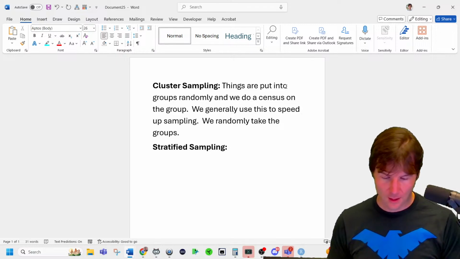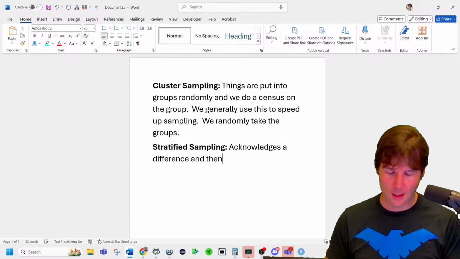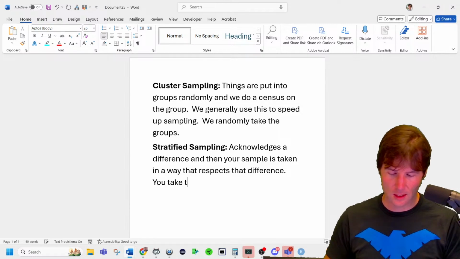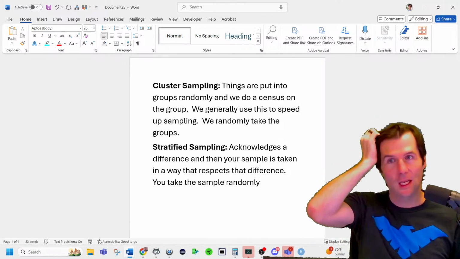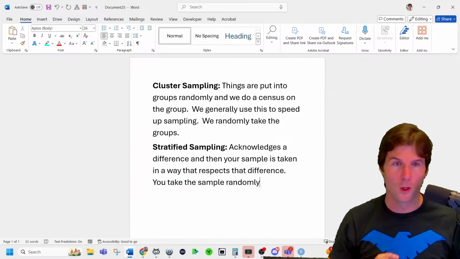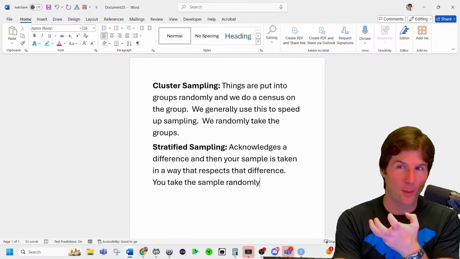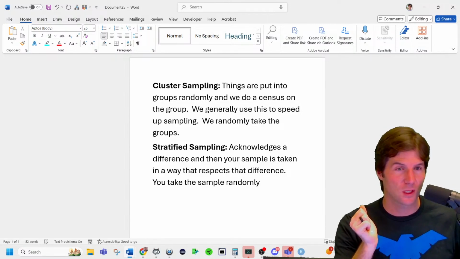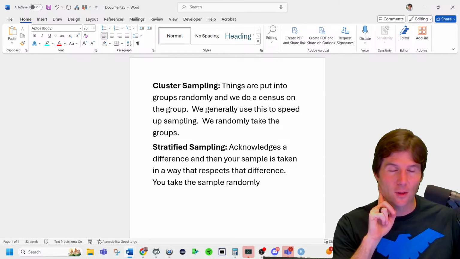So stratified acknowledges a difference, and then your sample is taken in a way that respects that difference. You take the sample randomly. So that is what stratification is right there. Stratification allows us to acknowledge a difference and then take the samples in accordance to the way the population looks. So if the population has some sort of characteristics, it's going to help us not undercover those characteristics by stratifying to acknowledge the differences and then take the samples in accordance. Central limit theorem, a little bit on central limit theorem here.